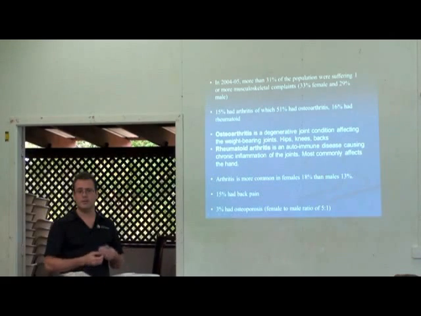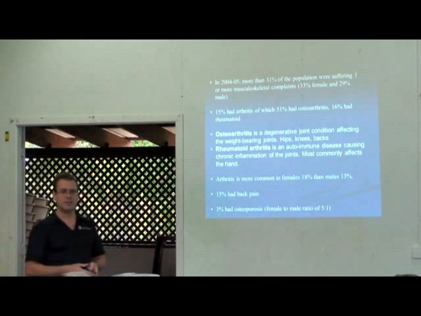Rheumatoid is an autoimmune disorder, and the joints basically erode. They have holes or punched out lesions in the joints. And so they definitely happen together.